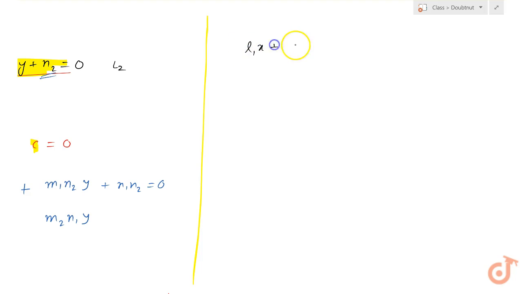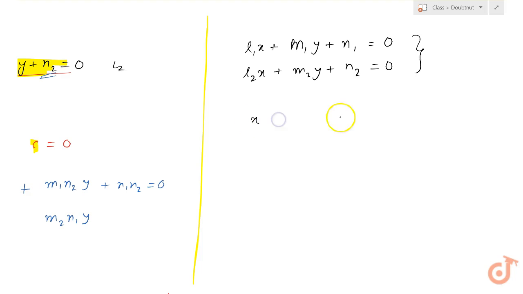This is L1x plus M1y plus N1 equal to 0. The second was L2x plus M2y plus N2 equal to 0. So I'll have to simultaneously solve them to find the coordinates of the point of intersection, which will satisfy both the equations simultaneously. So a standard approach is what we call cross multiplication or Cramer's rule.